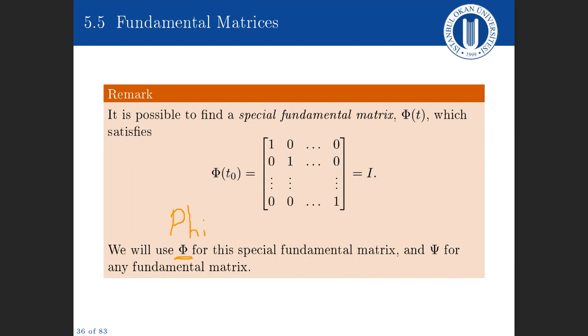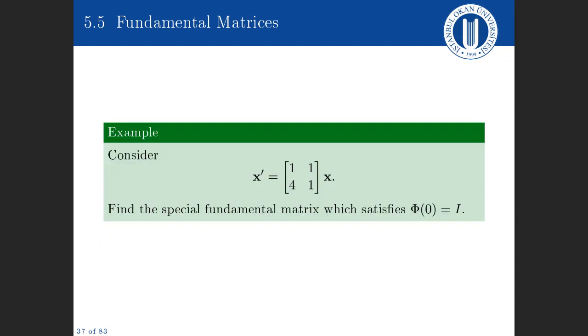If we're just talking about any fundamental matrix, of which there are infinitely many for any linear system, we're going to use the notation capital psi. Okay, consider x prime is equal to the matrix with rows 1, 1 and 4, 1, times x. Find the special fundamental matrix which satisfies phi of 0 is equal to the identity matrix.